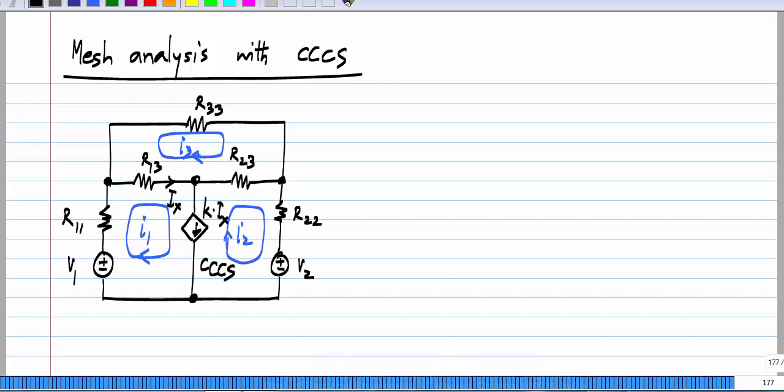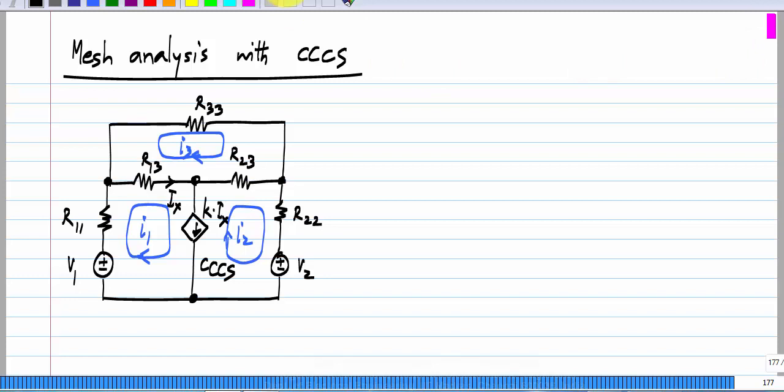Now we will see how to carry out mesh analysis when we have a current controlled current source. Again, the circuit I have taken is similar to what I had before, and earlier I had shown you how to carry out the analysis when I had an independent current source in this branch. Now instead of an independent current source, I have a current controlled current source of value k times Ix, where Ix is the current in R13.